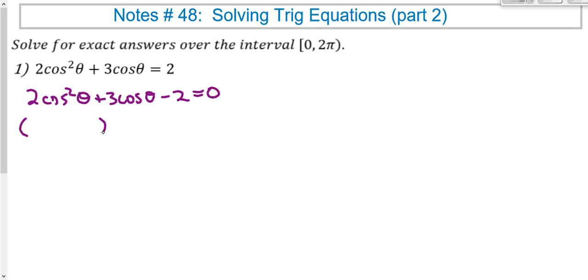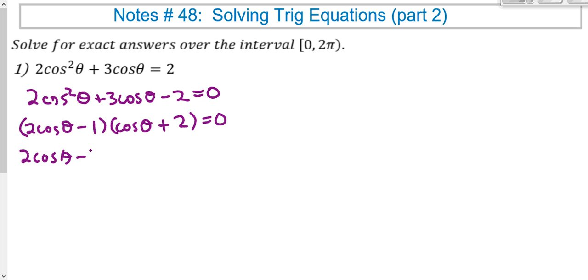Now let's see if we can factor it. So we get 2 cosine theta times cosine theta. We get a 1 and a 2. And we get, let's see, what would it be? A minus 1 and a plus 2. That makes everything work out. So now we're going to set each factor equal to 0. So we have 2 cosine theta minus 1 equals 0.